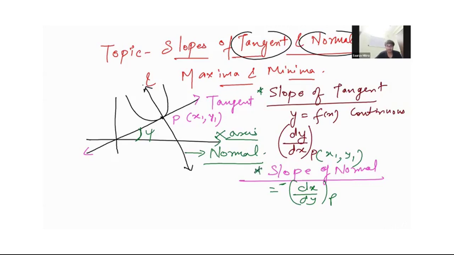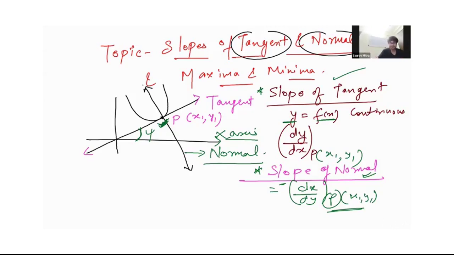Basically, whatever function is given in terms of x, you have to differentiate it with respect to x, and find the tangent slope at the point of contact. At the point of contact, if you put the values in dy by dx, you will get your slope of a tangent. If you want the slope of a normal, just take the reciprocal, dx by dy, with a minus sign. This P indicates that you have to find the value at the point P of the curve.